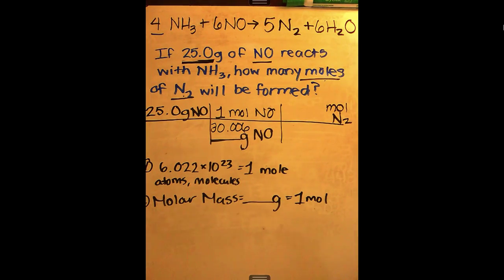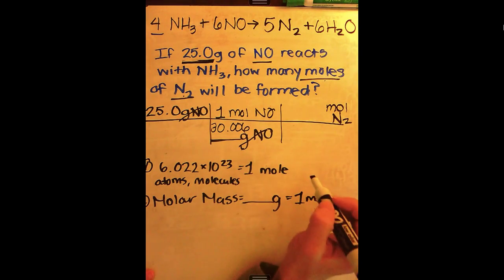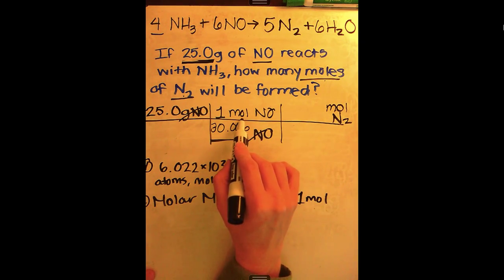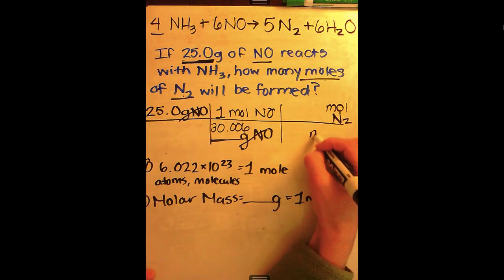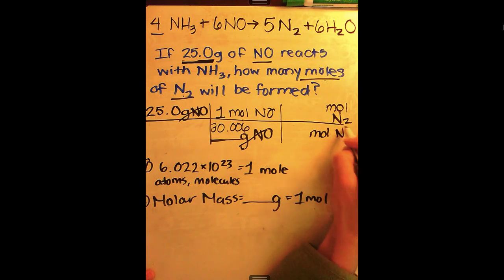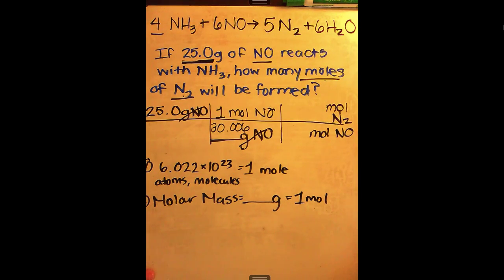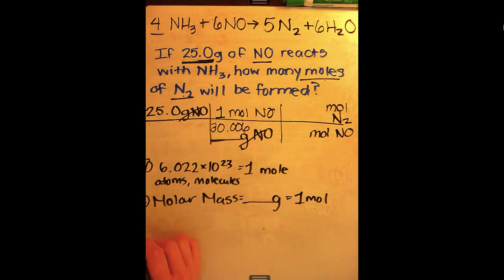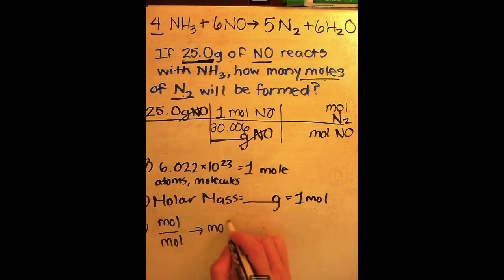Okay, so now we've got grams canceled out, and look where we're at. We're at moles of nitrogen monoxide, and we're trying to get to moles of N2. So we know we've got to get rid of these units, and the only way to do that is to drop them down. So I drop down moles of nitrogen monoxide. Look what you have here. You have mole over mole. That was our third conversion factor. We said that when you have mole over mole, you are going to use a mole ratio.